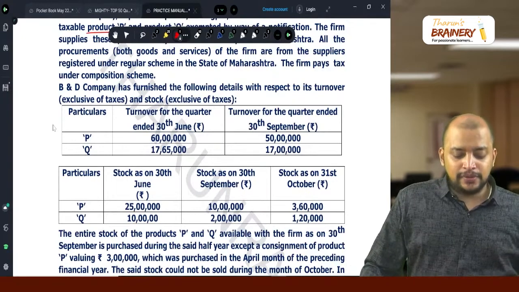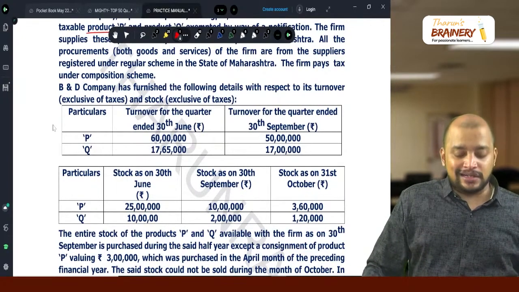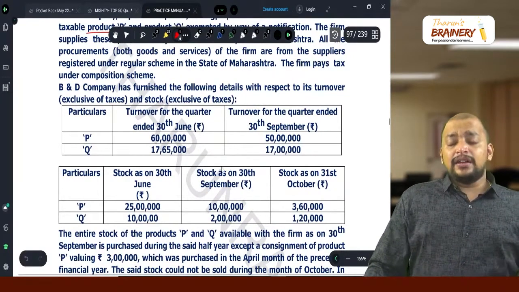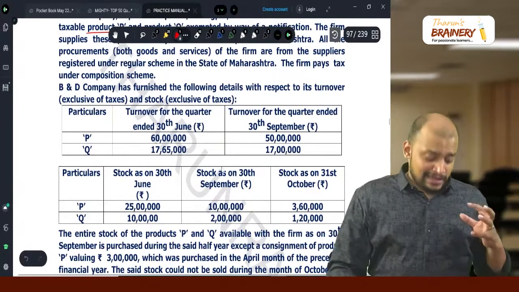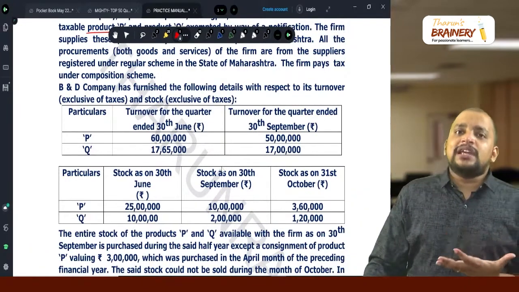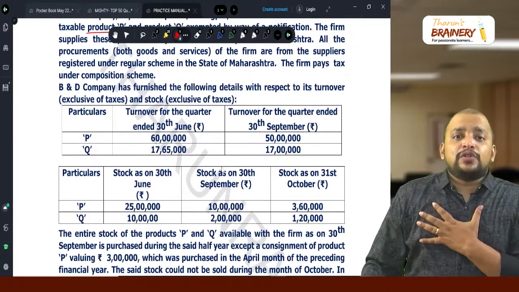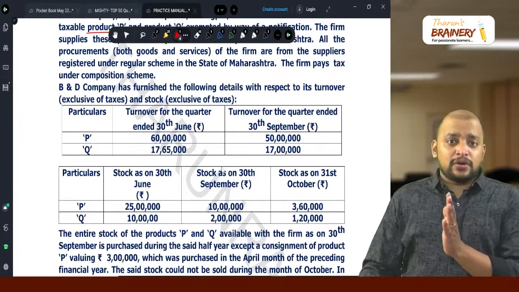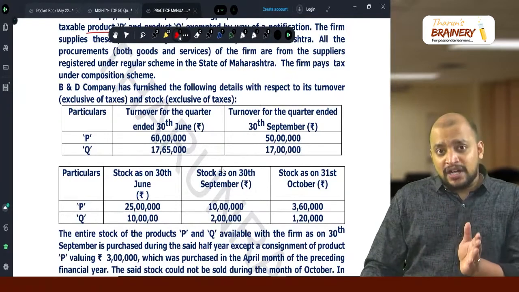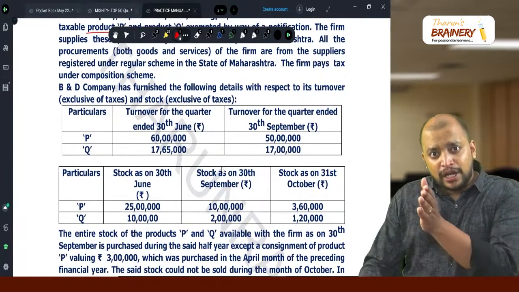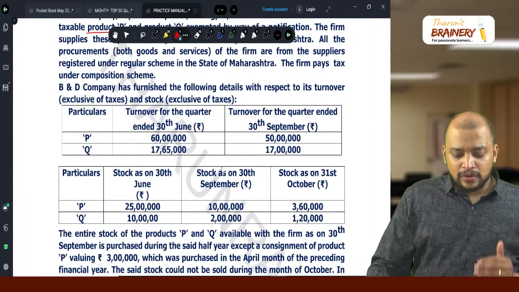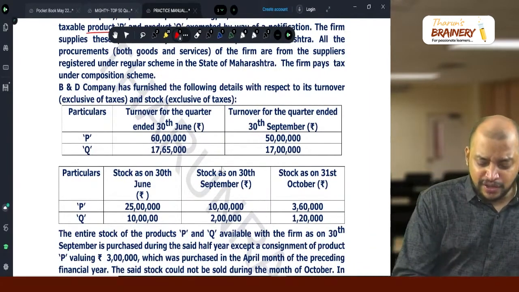Particulars P and Q. Turnover for the quarter ended 30th June. Turnover for the quarter ended 30th September. So we have the turnover. And you need to remember something here, that the composition scheme is applicable whenever our aggregate turnover is up to 150 lakhs. After crossing the aggregate turnover of 150 lakhs, we are disqualified from the composition scheme and we will be going into the normal scheme. So here, what is the turnover for the first quarter?